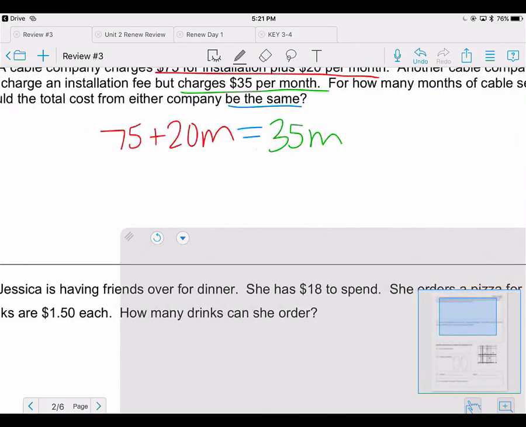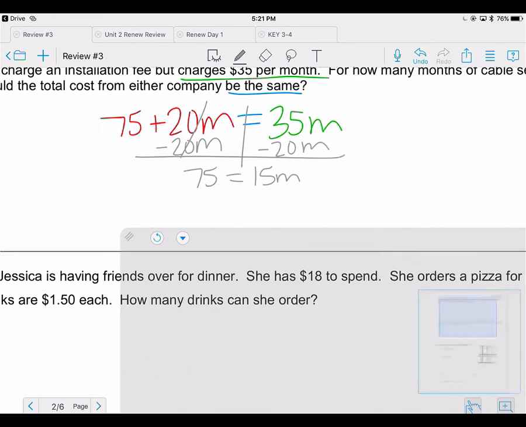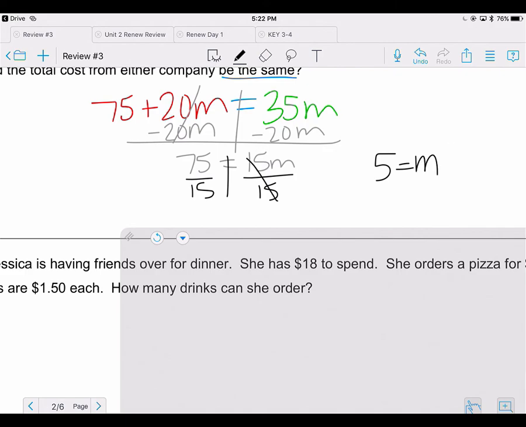In order to solve, I move the smaller m to the other side using the opposite operation. So positive 20m becomes negative 20m, so it cancels on the left. On the right, I have 15m. And then I divide both sides by 15. So months would equal 5, or 5 equals months.